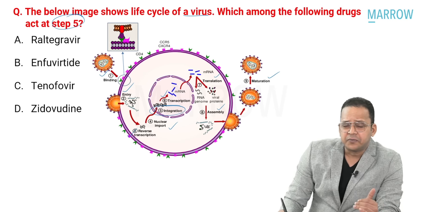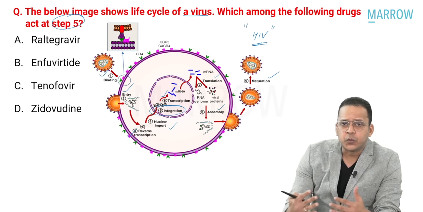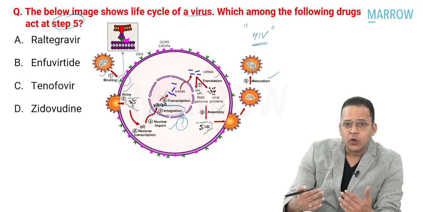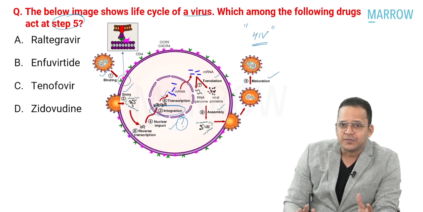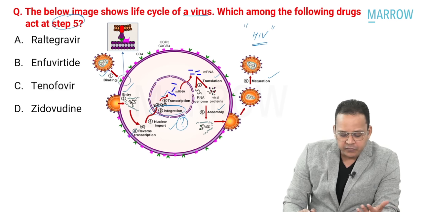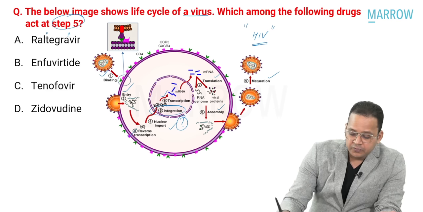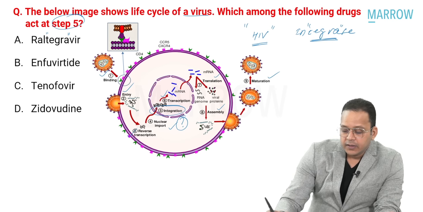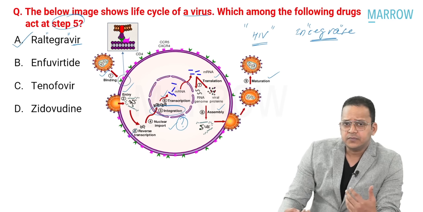Now see guys, there are different drugs acting upon these stages. And by looking at the virus itself, you might have guessed by now which virus is in question here. It is the HIV virus. And the question is asking which drug targets stage 5 or integration. So in other words, it's a very simple MCQ: which of the following is an integrase inhibitor: raltegravir, enfuvirtide, tenofovir, zidovudine. Now see, raltegravir, tegra has been taken from integrase. And integrase inhibitors, all of them ending in vir, will have tegra. So raltegravir is the right answer here.